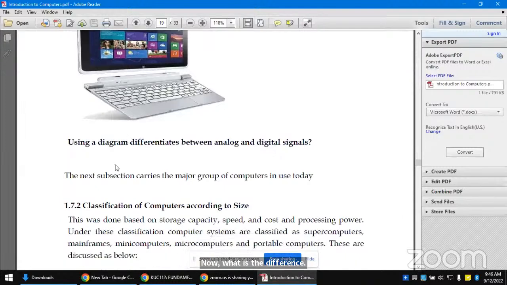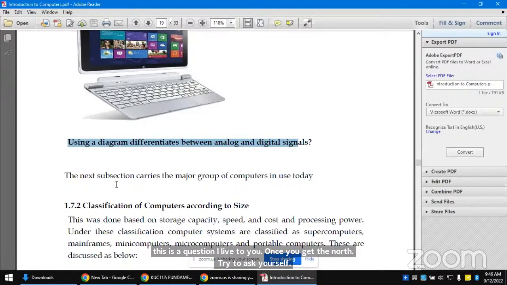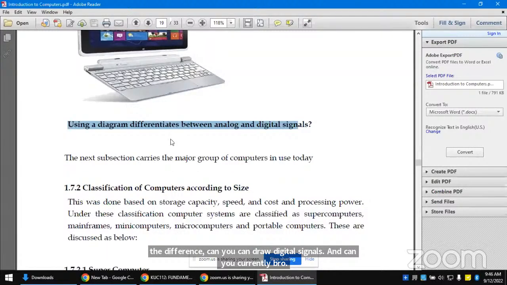So, this is a question I leave to you. Once you get the notes, try to ask yourself: what is the difference between analog and digital signals? Can you kindly draw digital signals? And can you also draw analog signals? What's the difference? So kindly, this will be your work. This one is your assignment.